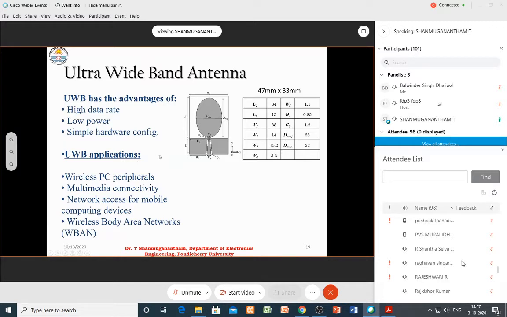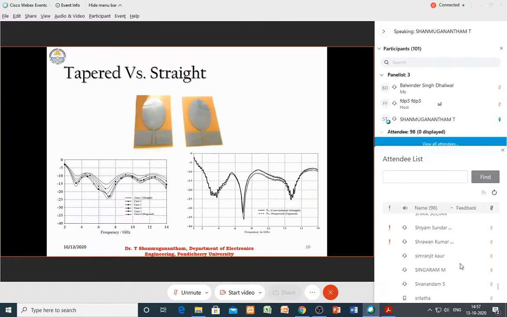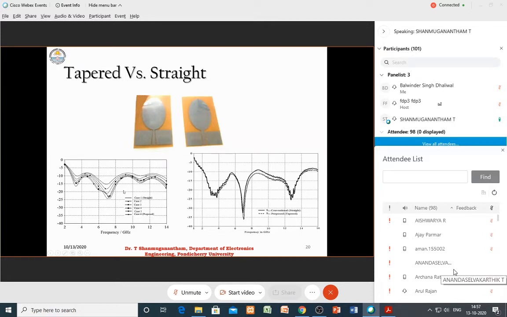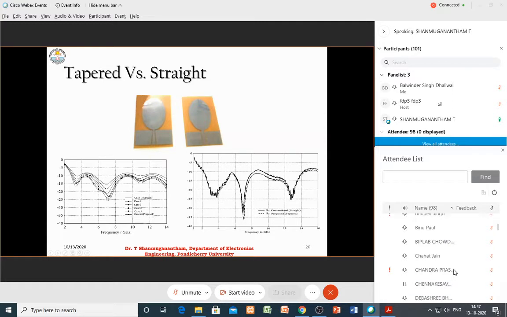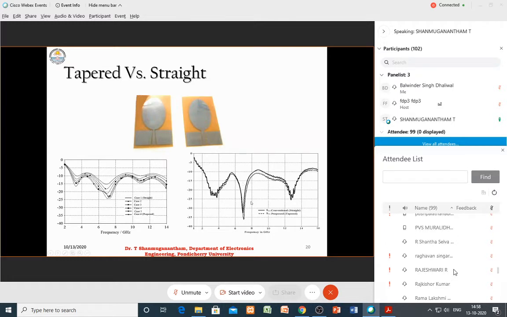These UWB applications include wireless PC peripherals, multimedia connectivity, network access for mobile computing devices, and wireless body area networks. This is the comparison of the tapered and straight monopole circular patch antennas. Comparatively, A6 is the proposed tapered one, and it gets somewhat better resonant frequency. Here also, comparing tapered and straight, the tapered is somewhat better.